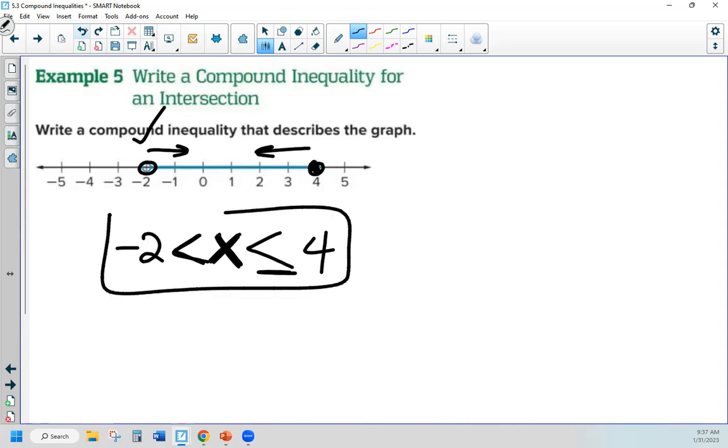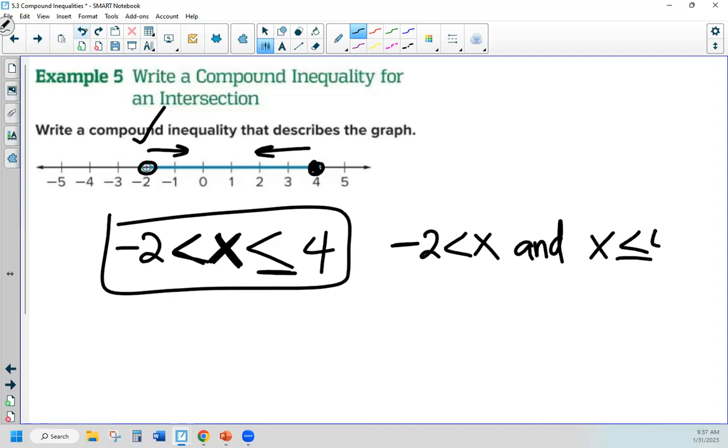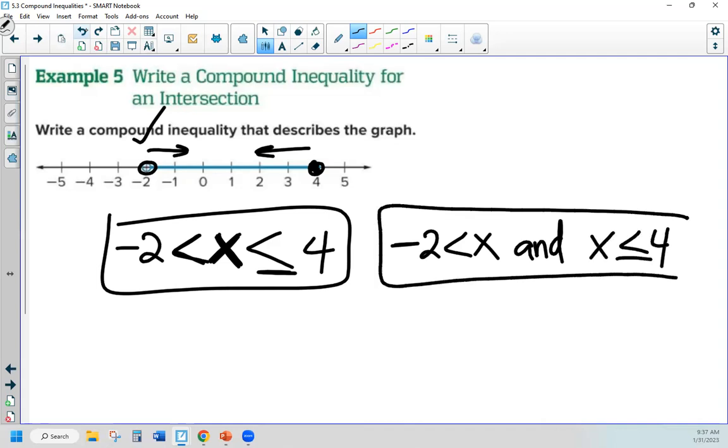And there you guys have it. Remember that you can write it like this, or you can write it in this manner. I want my numbers that are greater than -2 and the ones that are less than or equal to 4. There we have it.